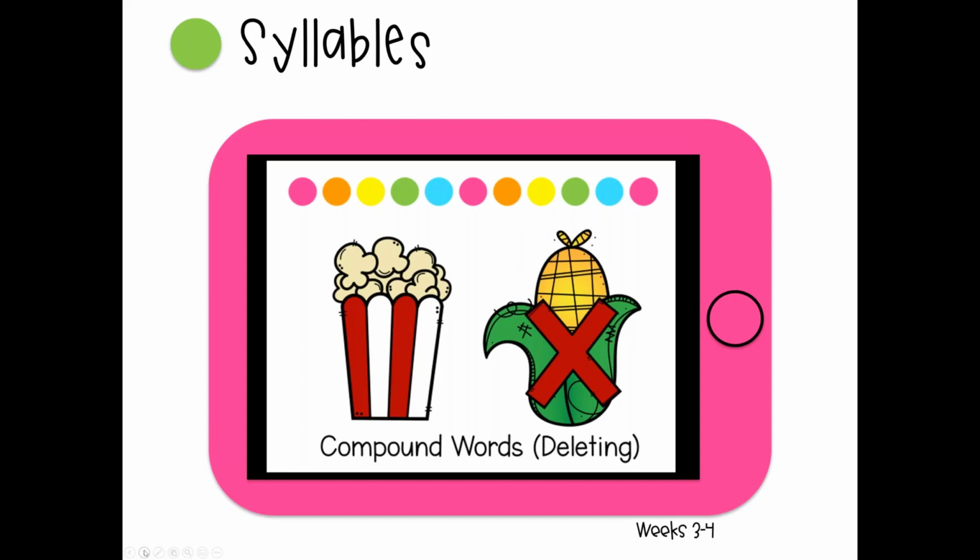Next would be compound word deleting. So if I said popcorn, I would have my students say popcorn. Now I'd say popcorn without corn, and they would say pop. So do you see how the skills are progressing as we go along? Obviously, this is something that you would do later in the year, which we'll talk about in a minute. It's just getting harder. I just wanted to share with you all of the different types of things that you would do when you're building phonological awareness in your students and how it progresses.